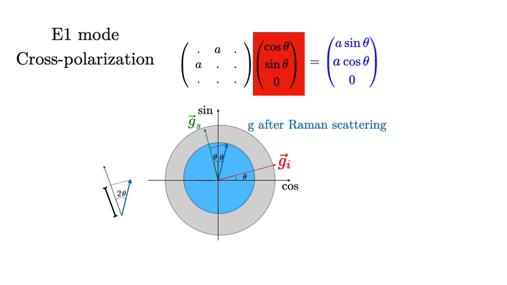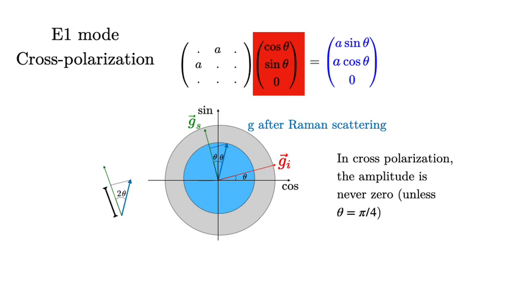And in fact, and we will see that in a minute, the Raman intensity for this E1 mode is a function of 2 theta, not a function of theta. So unless theta equals pi over 4, in which case the blue vector will be perpendicular to the green vector, the amplitude is never 0. Okay? I invite you to convince yourself and do this exercise for the E2 mode. I didn't do it in this screencast, but I trust you can do it.